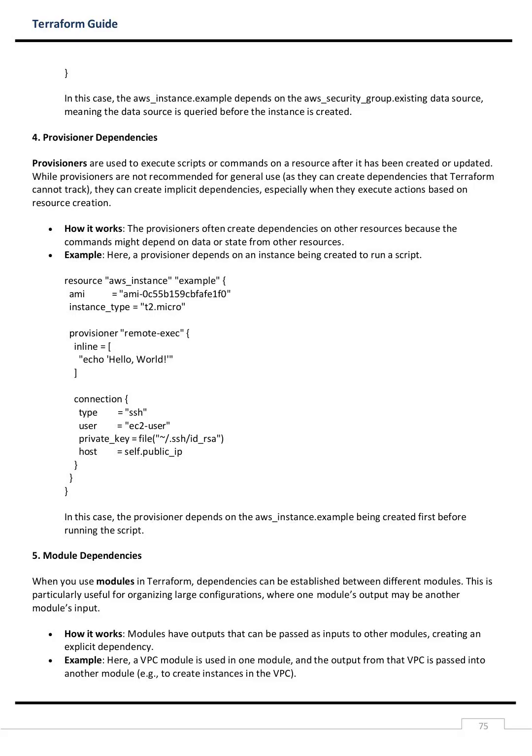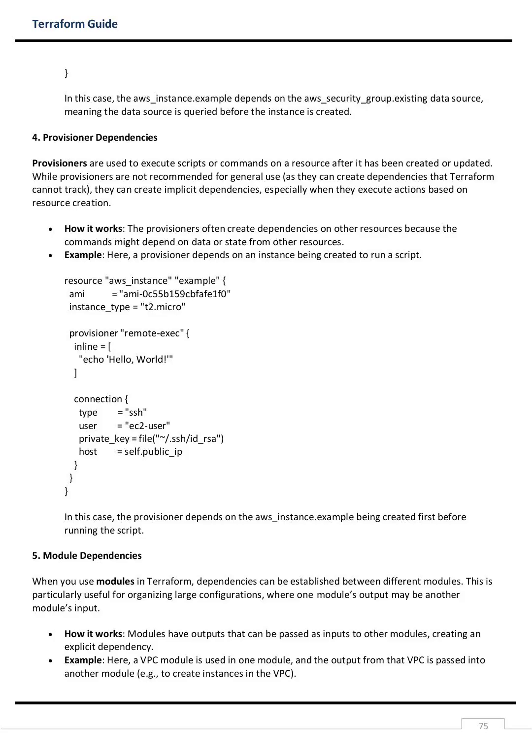4. Provisioner dependencies. Provisioners are used to execute scripts or commands on a resource after it has been created or updated. While provisioners are not recommended for general use, as they can create dependencies that Terraform cannot track, they can create implicit dependencies, especially when they execute actions based on resource creation. How it works: the provisioners often create dependencies on other resources because the commands might depend on data or state from other resources. Example. Here, a provisioner depends on an instance being created to run a script.